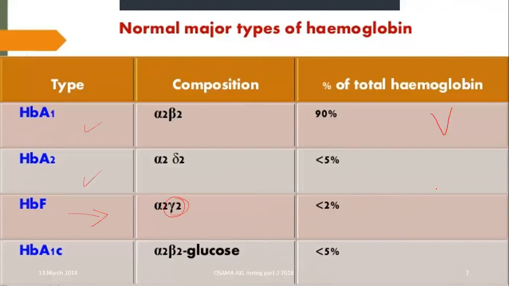If you are talking about adult person, 90% of the hemoglobin is adult hemoglobin type 1. Less than 5% adult hemoglobin type 2, and less than 2% fetal hemoglobin. And there is another form of hemoglobin, it's called glycosylated hemoglobin, hemoglobin A1C. And we use hemoglobin A1C to identify the status of diabetes. Was it controlled within the previous 3 months or not?